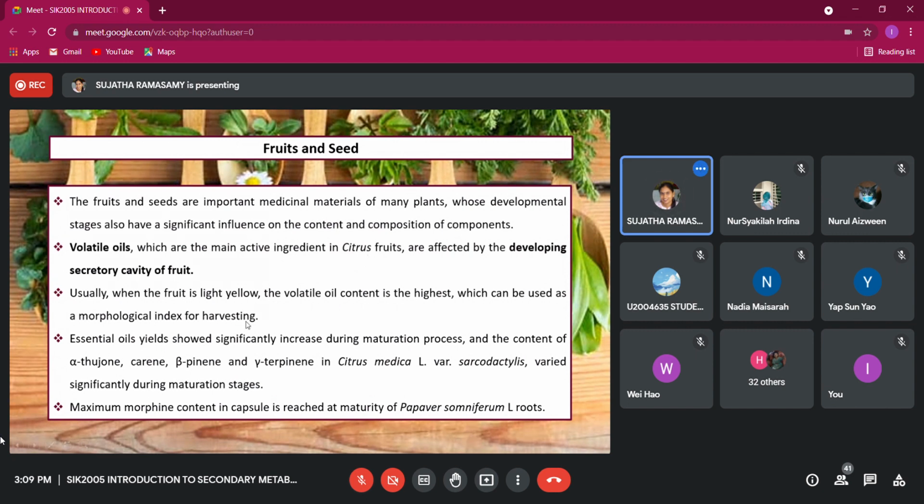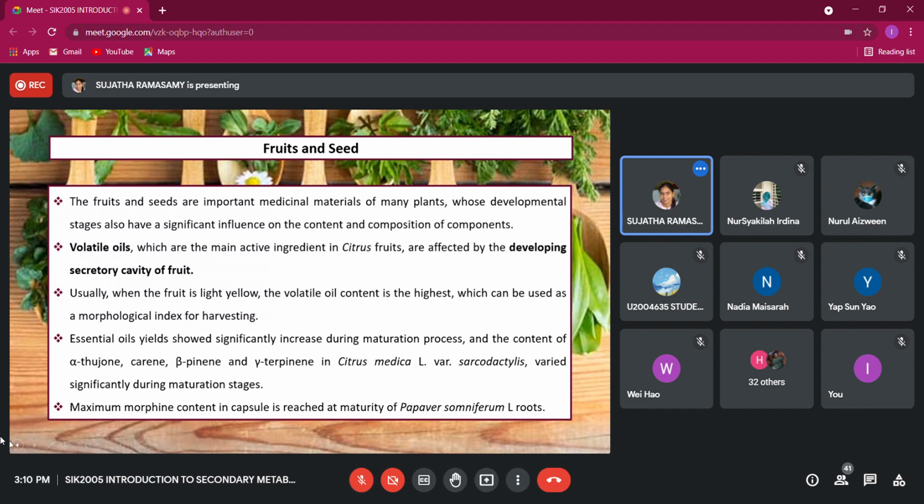Okay. So they say, let's say when the fruit is light yellow, the volatile oil content is the highest. Okay. That means this is the best time to harvest when you want the volatile oil. And when the plants start to mature, the essential oil will increase. And these are some example of essential oil. This reported in the species of Citrus medica. This is another type of citrus species.